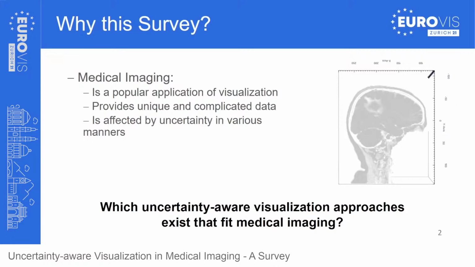I brought a little example, which is an MRI of a patient's head. And in this head, you can see the patient's brain. And in this brain, there is a tumor located. And from the image, it is really hard to determine what part of the brain is tumorous. So for the visualization approaches that exist, we can ask ourselves, which uncertainty-aware visualization approaches exist that fit medical imaging?